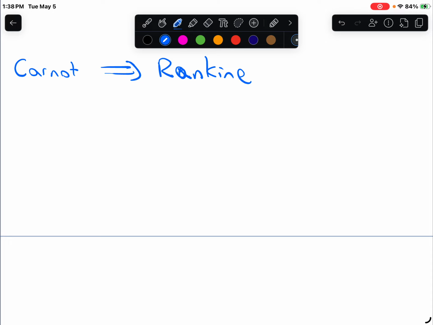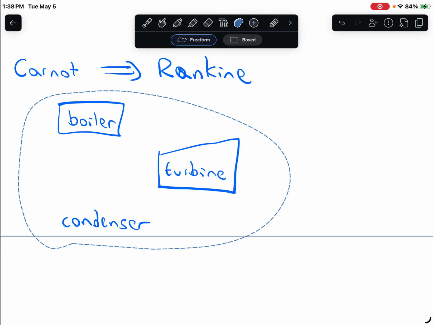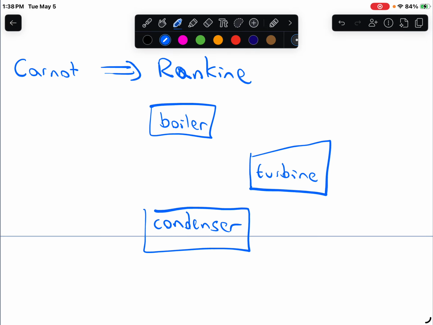Okay, so with what we described with the Carnot cycle is that I have a boiler, a turbine, a condenser. I never seem to leave enough room for my pump. And a pump.